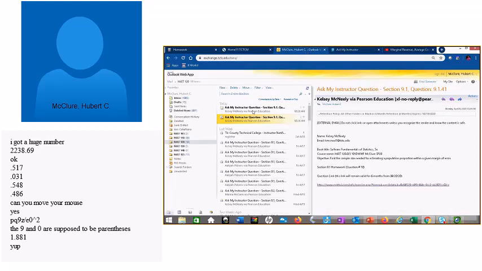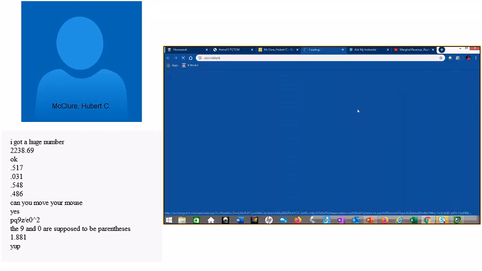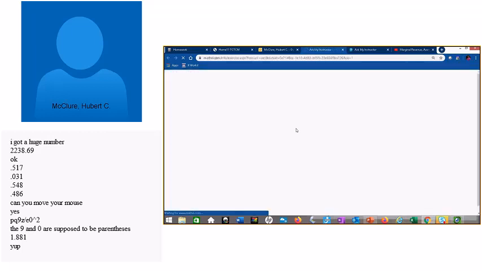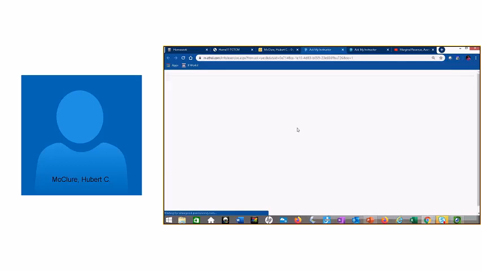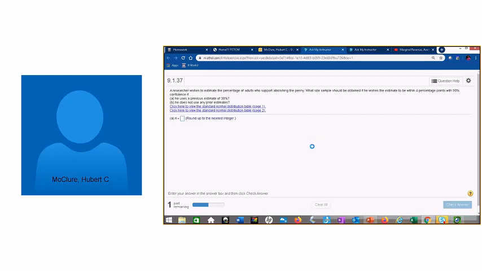Y'all are good sports for hanging this out. 9.1, number 9. We've already done this one. I remember 9, might be another section. The only reason I did that last one is because that was a test question. This is a test question also. A researcher wishes to estimate the percentage of adults who support abolishing the penny. What size sample would be obtained?